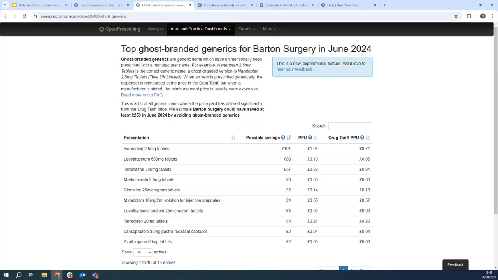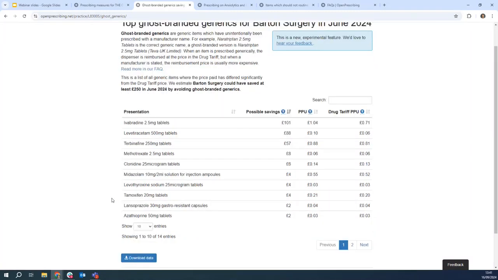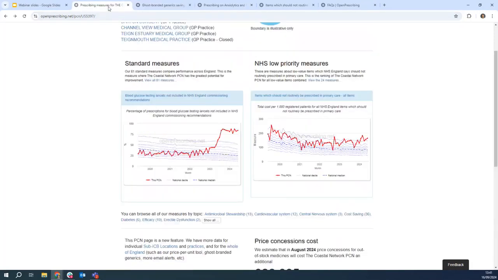So I would say just go back and have a look at your ivabradine prescriptions and see if you can identify one is a ghost branded prescription. It might be that they're not, and there's other complex things going on with prices, but it's worth having a quick look anyway, because it's often a very easy fix. Fine, so that's ghost branded generics.